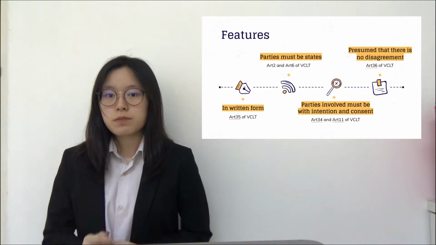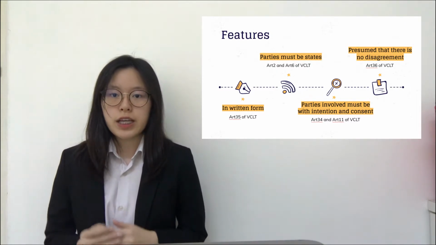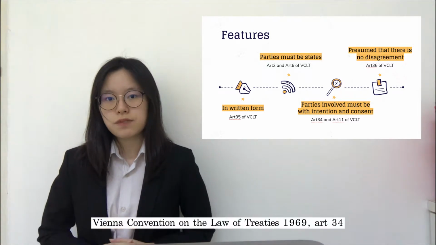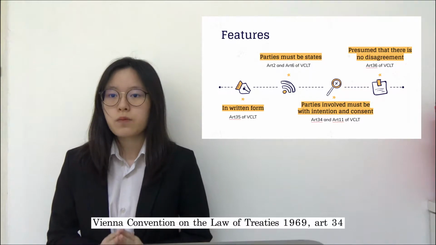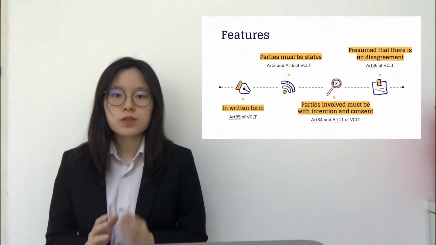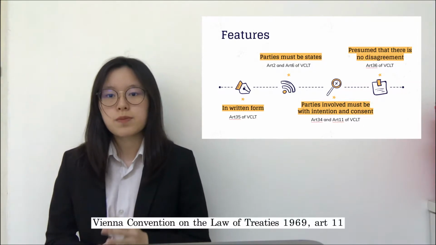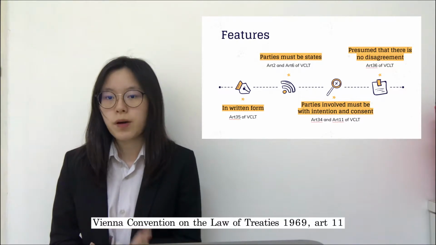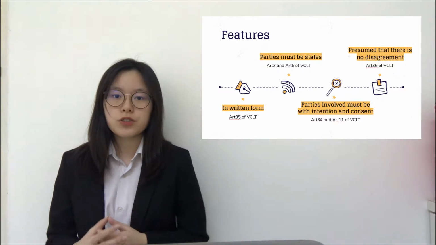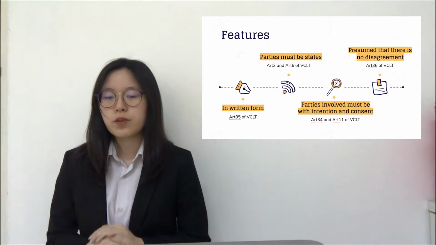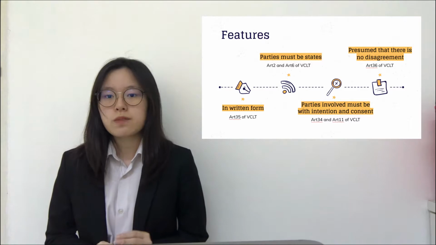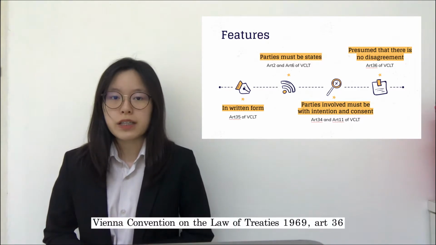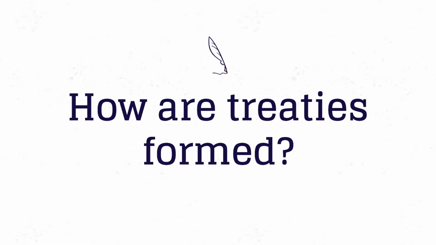Moving on to feature number 2, there must be intention and consent. According to Article 34, a treaty does not create obligations or rights for third states without their consent. And also in Article 11, there must be a means of expressing consent to be bound by a treaty. These two articles show that without consent, no state will be bound by a treaty. Feature number 3, it will be presumed that there is no disagreement, as provided by Article 36.